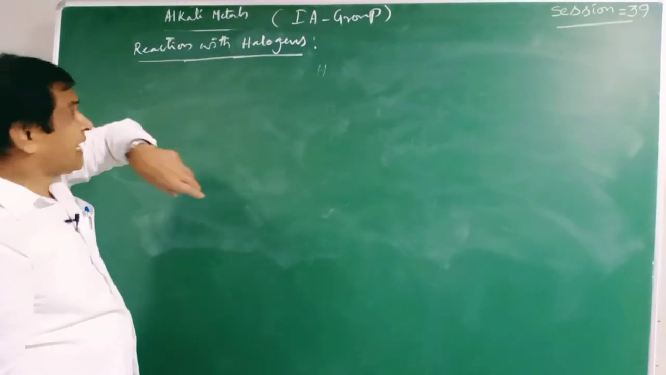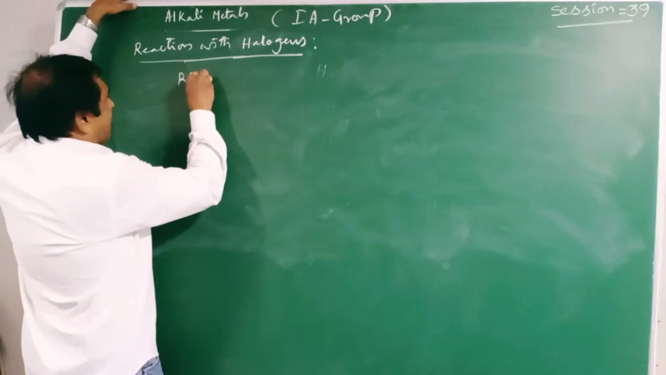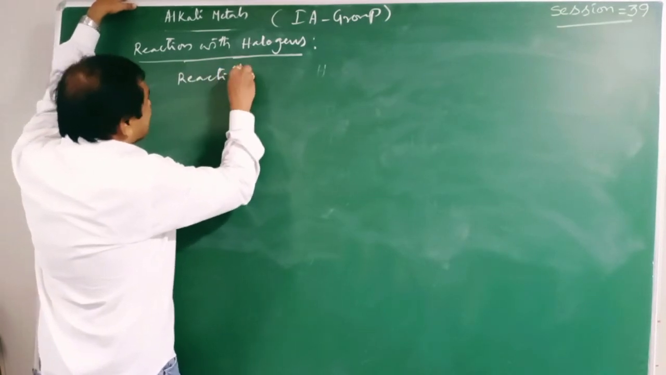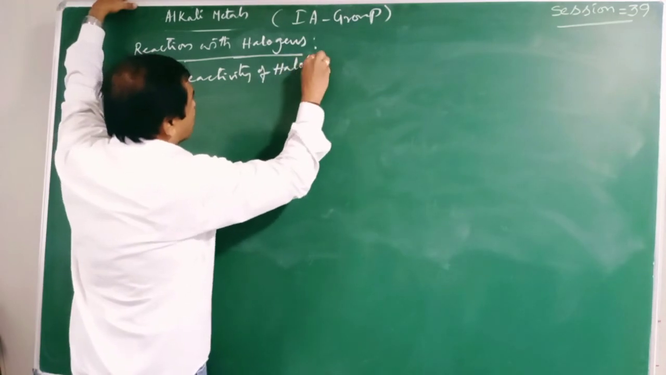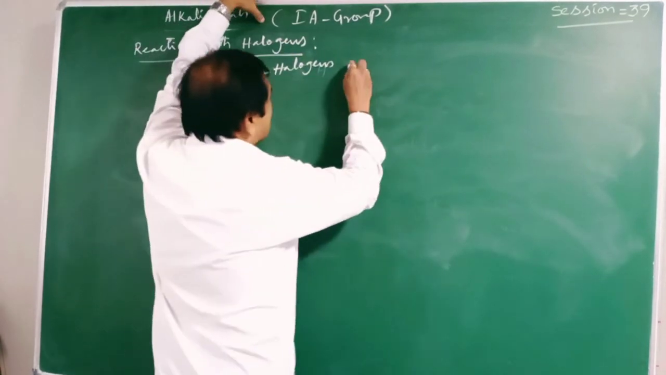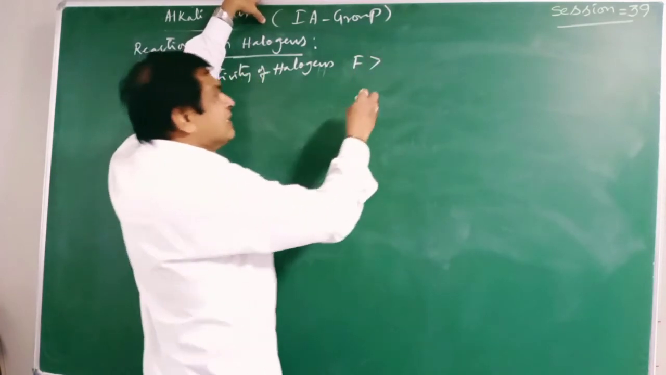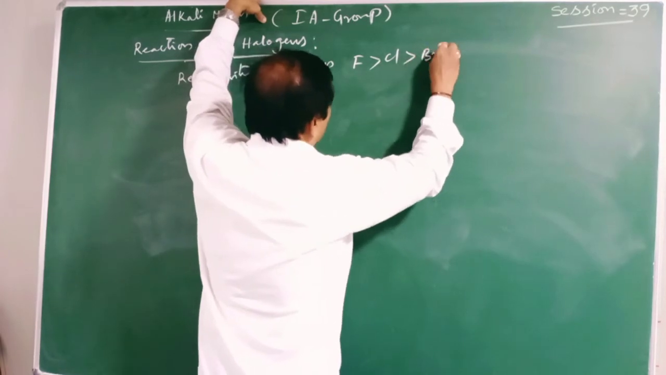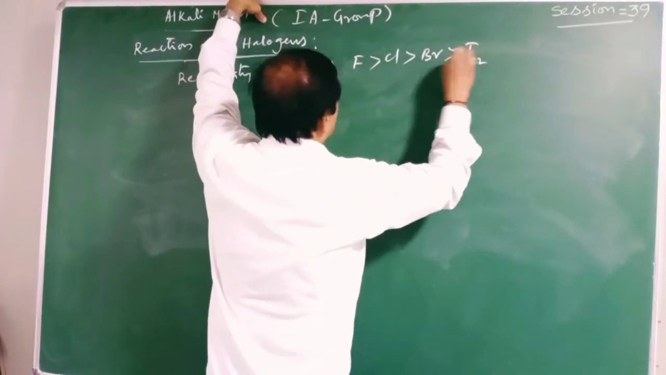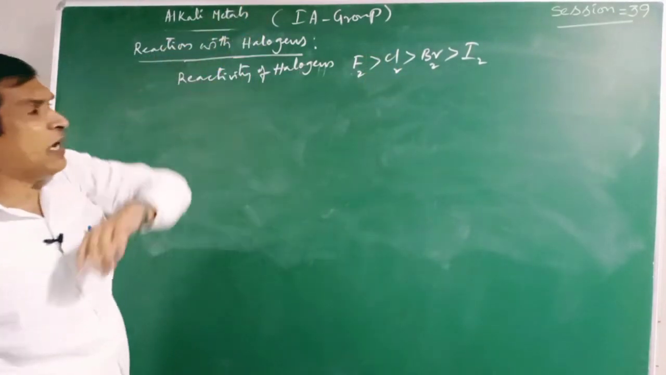What is the reactivity of halogens? Fluorine is the most vigorously reactive: fluorine reactivity is greater than chlorine, chlorine greater than bromine, bromine greater than iodine. That is the reactivity of halogens.